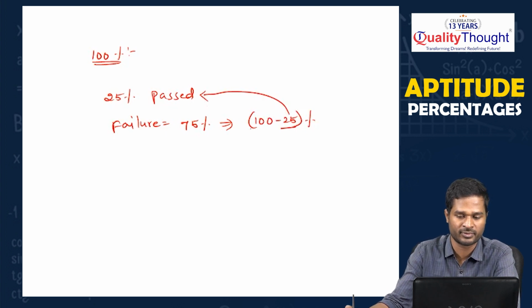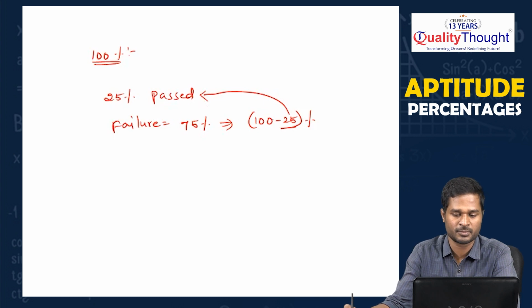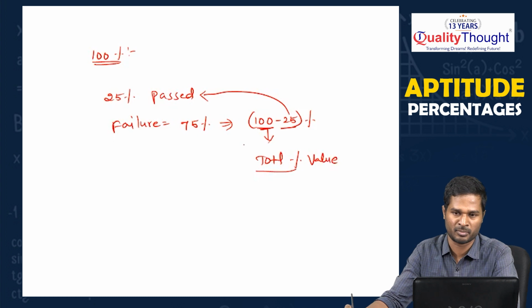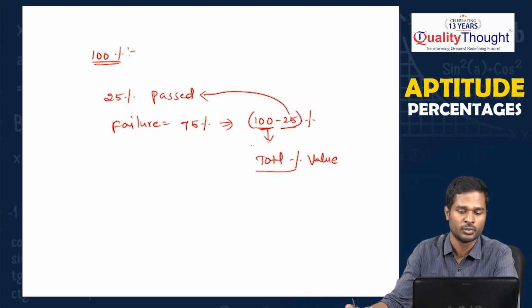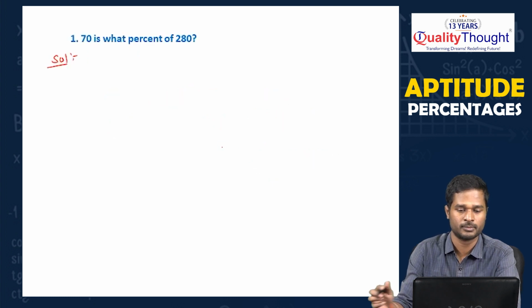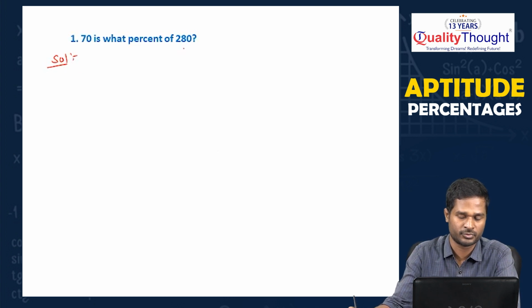How we got this 75? We subtracted this pass percentage from the total value. So, this 100 is always equal to the total percentage value of anything. It may be class, it may be money, it may be fruits or anything. So, remember this, any unknown value, if you do not know, take it as equal to 100 percentage in total. Okay. Let us see the question, 70 is what percentage of 280.